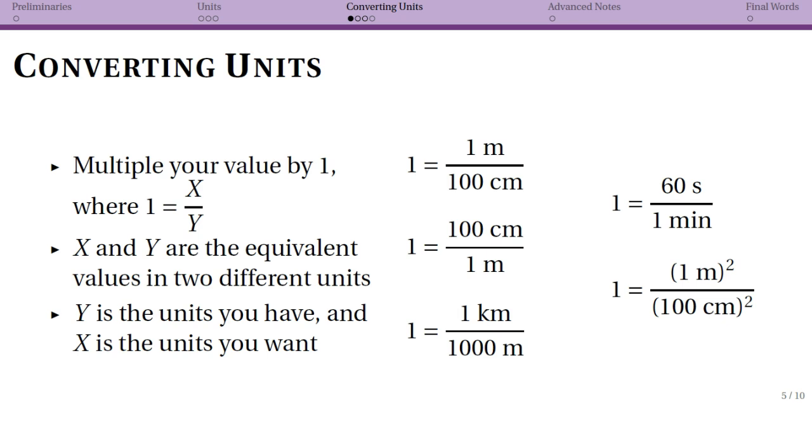But 1 can also be a ratio of 2 things as long as what's on the top and what's on the bottom is equivalent. So for instance, 1 is equal to 1 meter divided by 100 centimeters. Why? Because these 2 things are equal to one another. What this means is if you take a quantity, for instance, 5 centimeters, and you multiply it by this ratio, you haven't changed the quantity, but now you're able to cancel the units on the top and on the bottom.